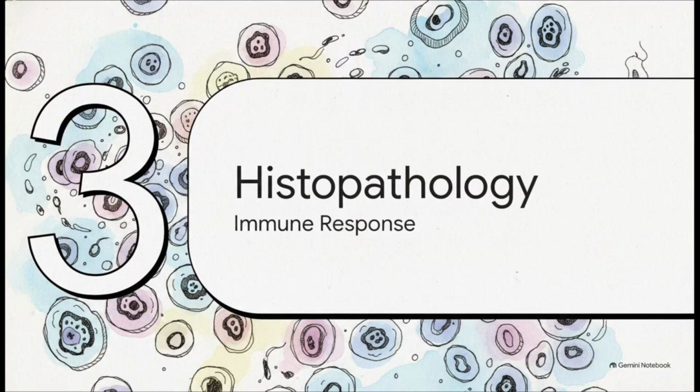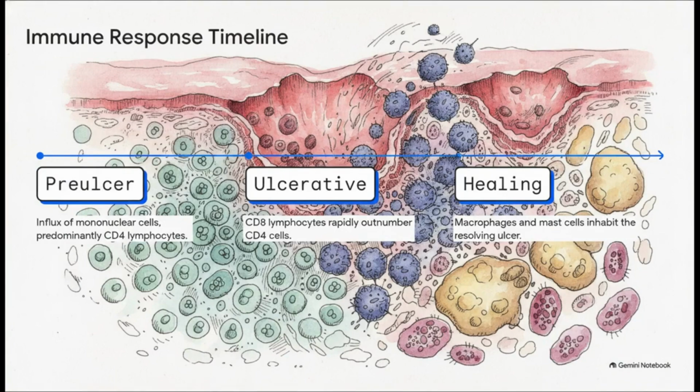All right. Section 3. Histopathology and immune response. What exactly is going on under the microscope? If you were to actually take a biopsy of one of these, which frankly we rarely do, we'd see a highly orchestrated timeline of immune cell activity. In the pre-ulcerative stage, right when the patient first feels that familiar tingling, the submucosa gets flooded with mononuclear cells, predominantly CD4 helper T lymphocytes.